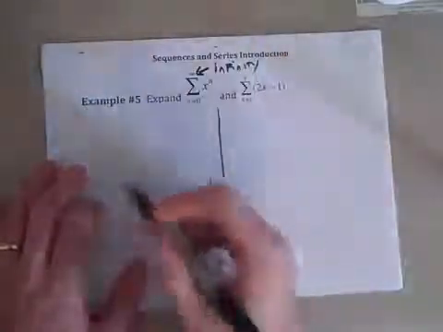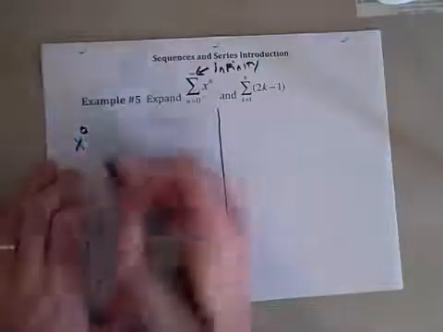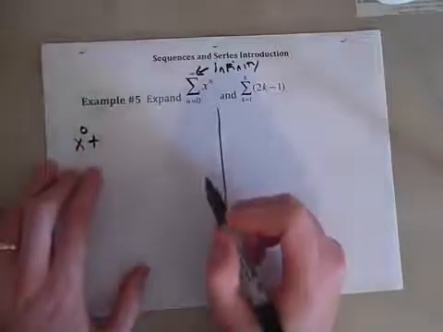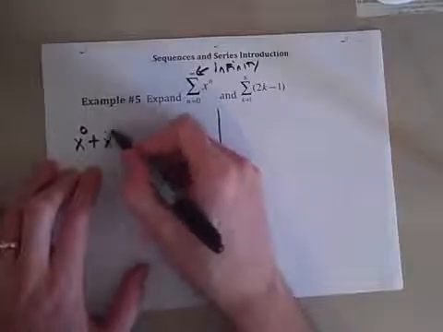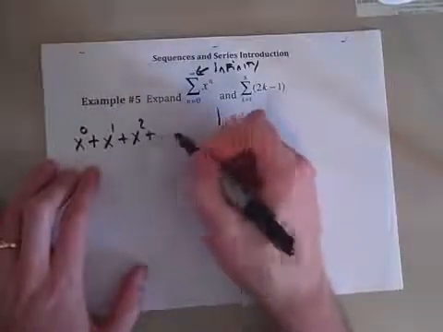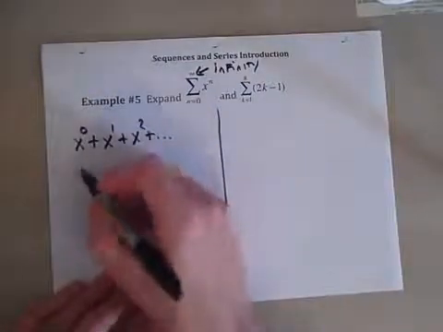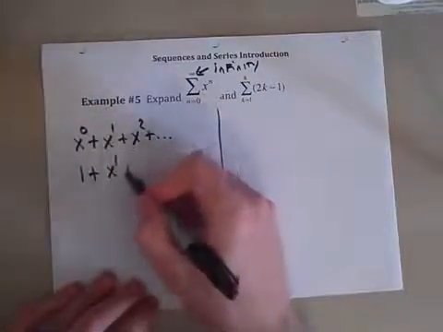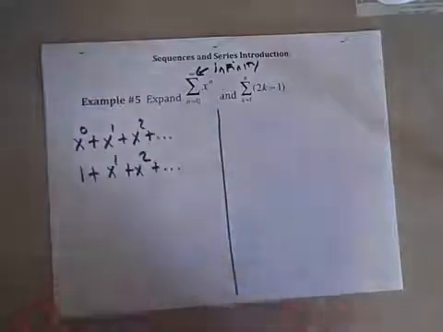So for the first one, we do x to the 0. Since it's sigma notation, we're going to keep adding successive terms. So x to the first, x to the second, plus ... Done. Oh, actually, no, we're not done. We probably should make this x to the first. Okay. All we're doing is expanding here.